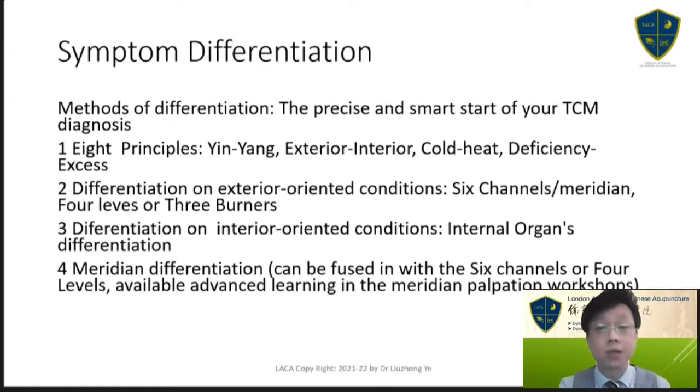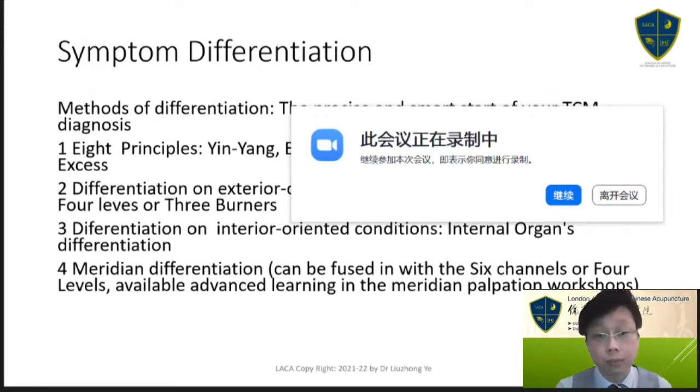But more important with my own method, apart from the original and initial pulse reading, interrogations, and tongue readings, I also combine my meridian differentiation into that. So meridian palpation comes in at all these steps of the differentiation methods throughout the Eight Principles, because meridian palpation can help.